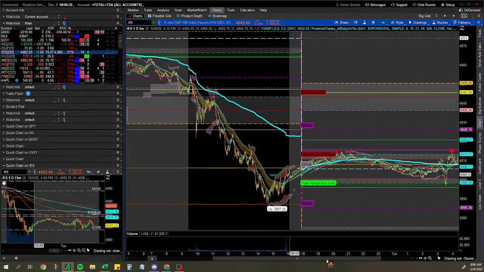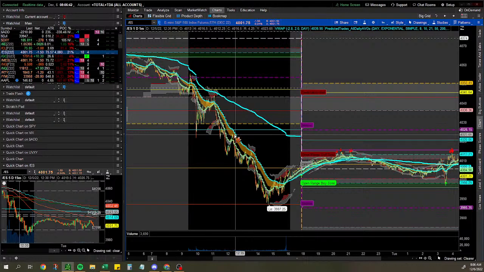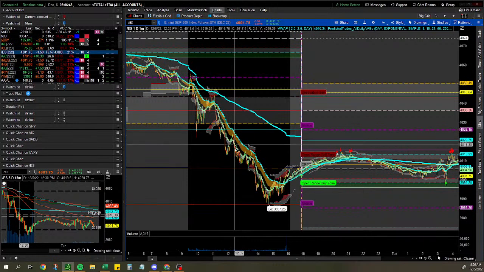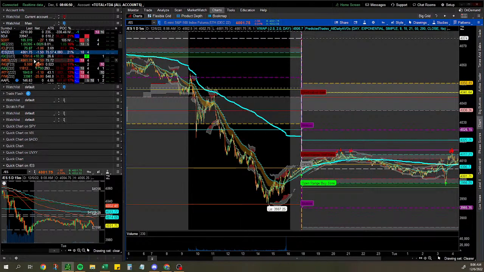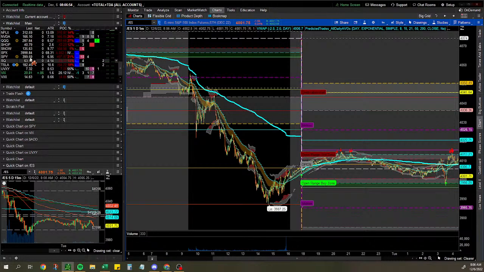That's why we try to call those interactions out. Every time we made a climb up to those MA clouds, I said, get ready at the MA clouds. Here comes another opportunity to short. And on SPY, those 402s and 400s worked really well.